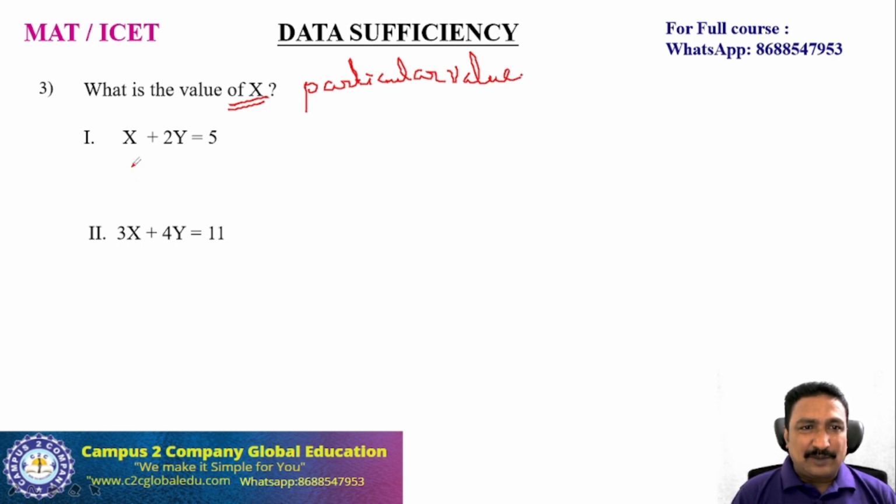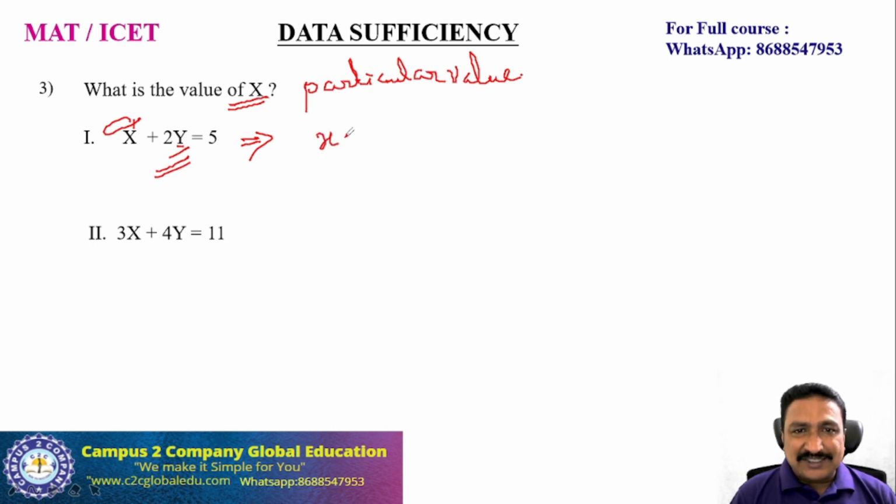Now look at the first statement. What is the first statement? x plus 2y is equal to 9. According to the first statement we cannot find the value of x exactly. Why we cannot find the value exactly? Because here we don't know the value of y. If you know the value of y, then only we can find the value of x. So that's why the first statement is not sufficient.